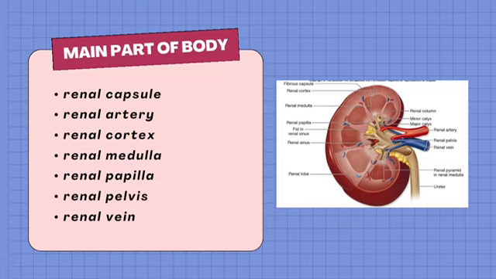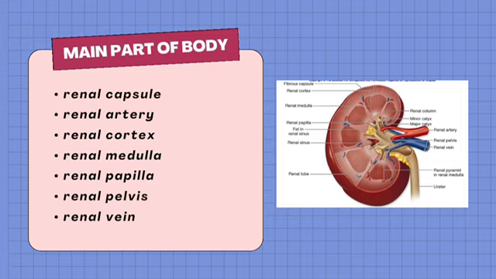Next is the renal cortex, the outer layer of your kidney where the nephron, the blood filtering unit, begins. The renal cortex also creates the hormone erythropoietin, EPO, which helps make red blood cells in your bone marrow.